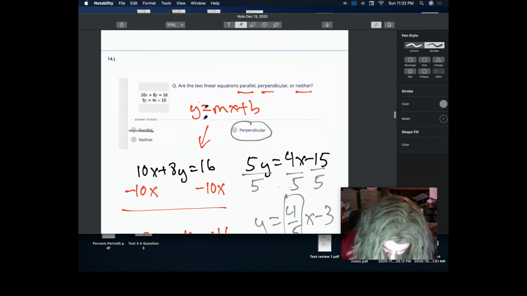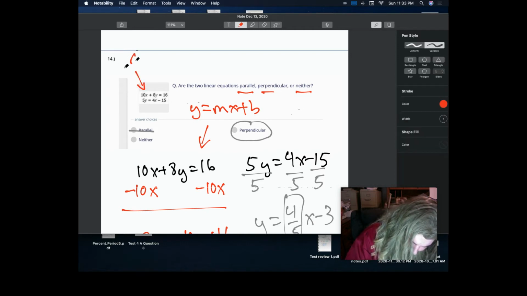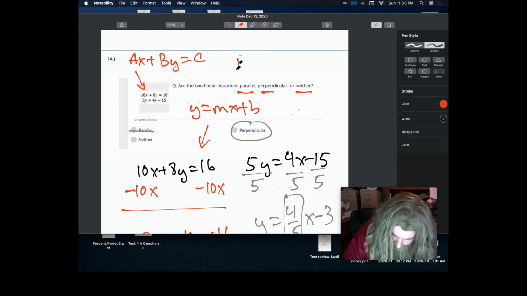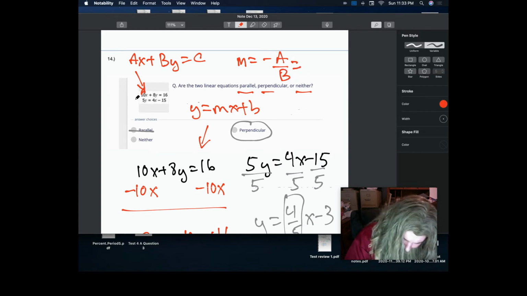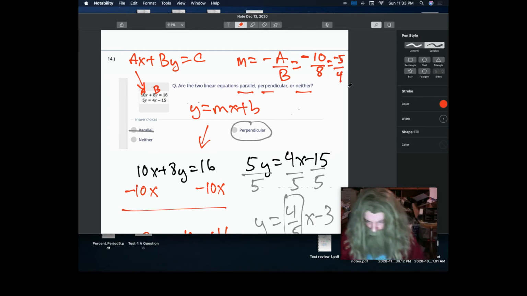Now, one more point to be made here that is so important, for it will make your life easier. This is in what is called standard form, ax plus by equals c. And when it is in standard form, m is negative a over b. And if that is the case, a is 10 and b is 8. And so I can simply say it is negative 10 over 8, and so it reduces to negative 5/4 once more.